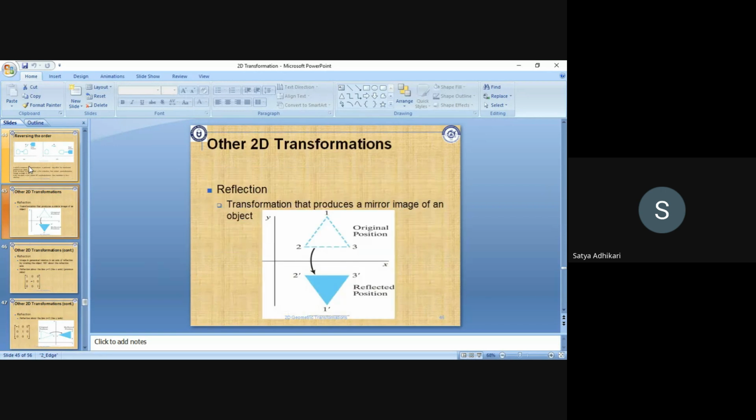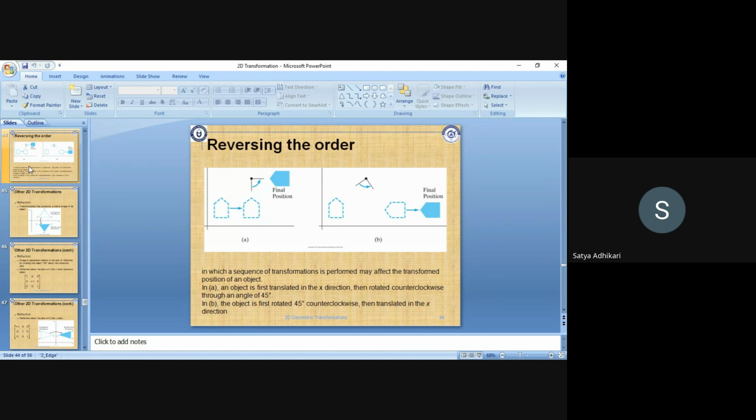Please write your name and registration number on the board for attendance. Those who have not written, please write.